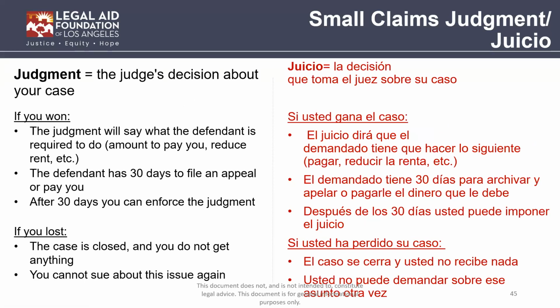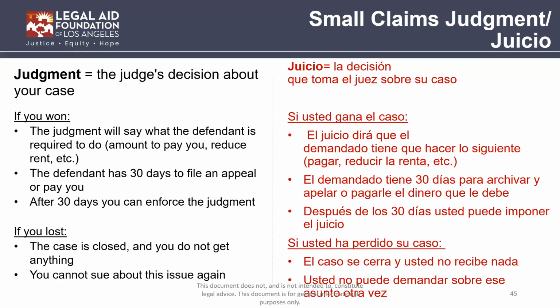The judge's decision about your case is called the judgment. The judgment will say what the defendant is required to do. Usually, if you've won the case, it'll say what amount of money the defendant is required to pay you. If you won the case, the defendant has 30 days from the court's decision to decide if they want to file an appeal or pay you.